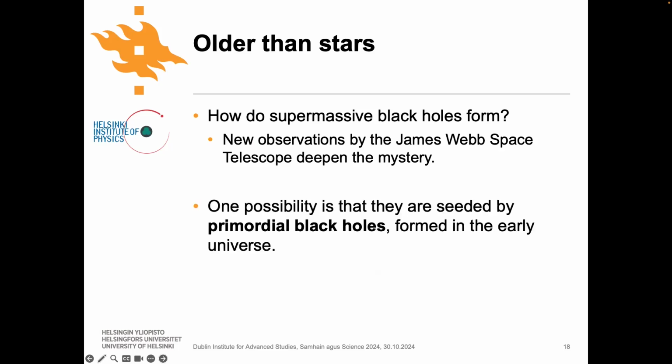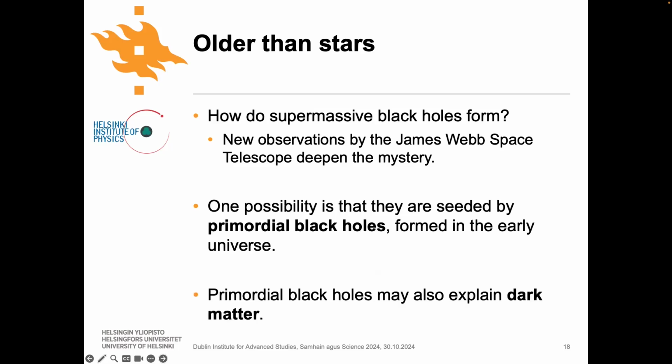There are various ideas. One possibility that I have worked with, this is the only part of this talk, by the way, that's related to stuff that I actually do, is that they're seeded by primordial black holes. So that it's possible to have black holes that are older than stars, that are not formed in stellar collapse and then create matter, but instead are formed earlier. And it's also possible that these same kind of primordial black holes can explain what is dark matter.